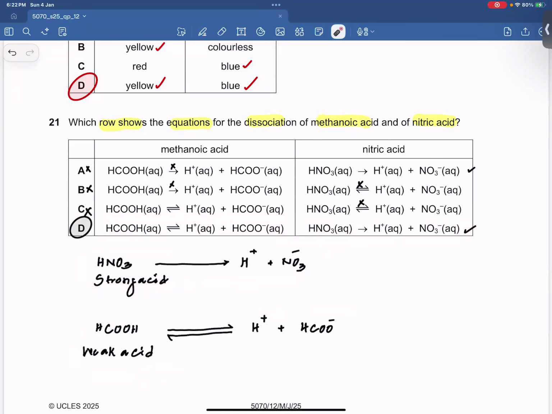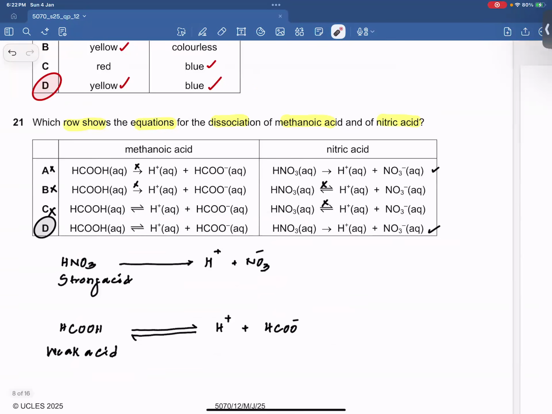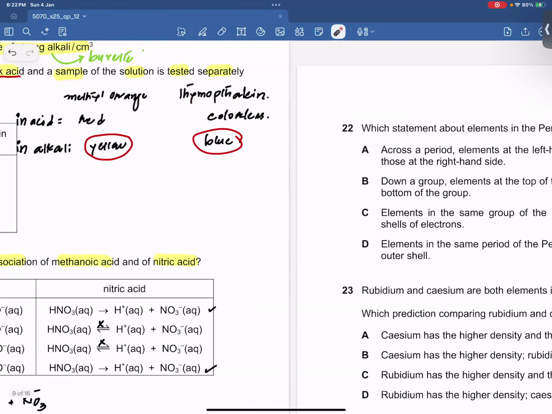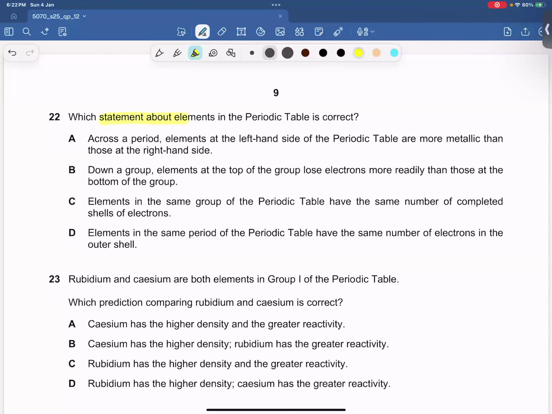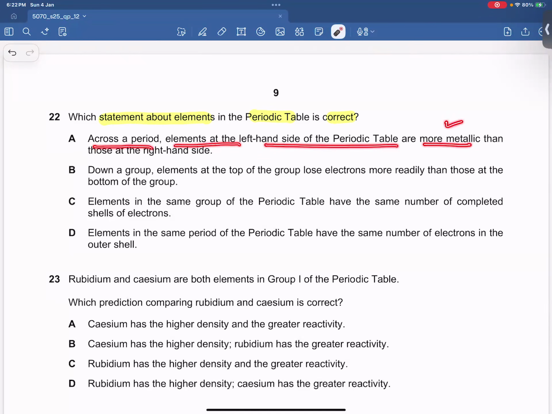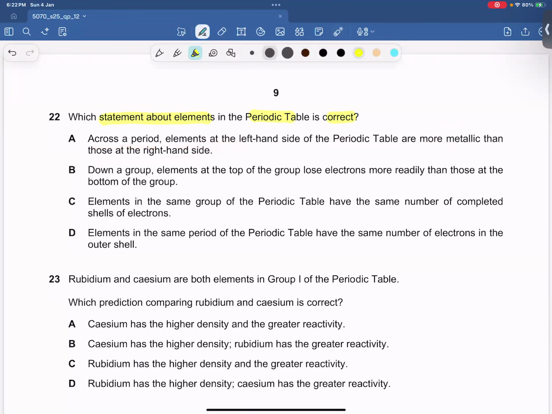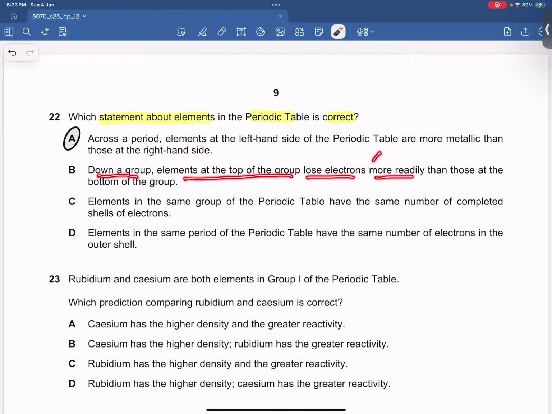Oh, my bad. Okay. Question number 22. Which statement about elements in periodic table is correct? Across the period, elements at the left hand side of the periodic table are more metallic, that's correct, than those at the right hand side, that's correct. And I believe A is going to be the right answer. But let's talk about option B. Down the group, elements at the top of the group lose electrons more readily, that's incorrect.